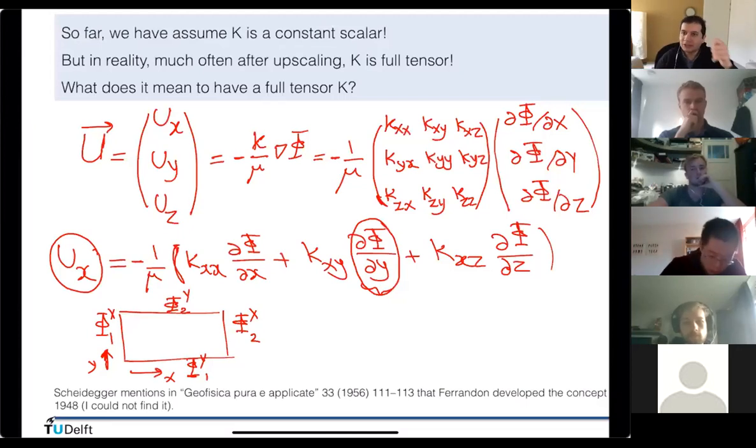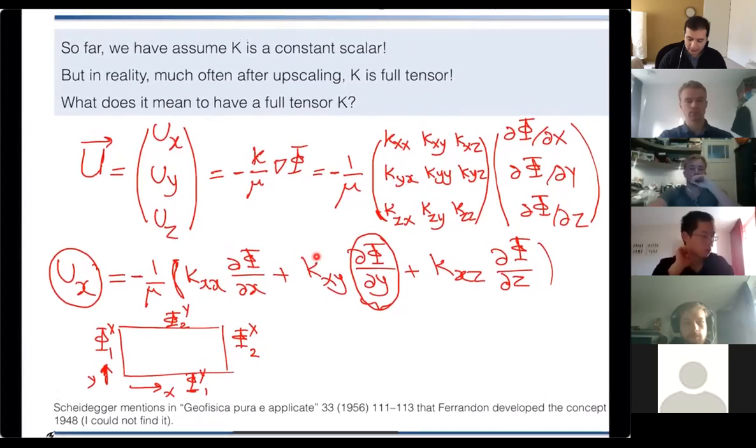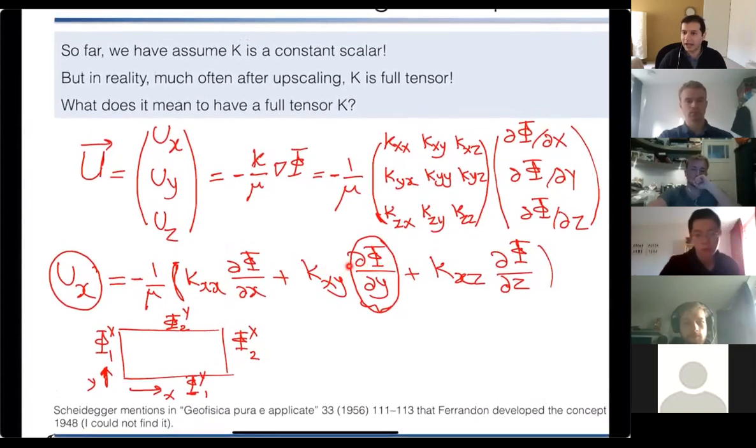But the main drive is what, Pelle? You said that we have d phi dy. When would d phi dy have no impact on the x velocity? When would it be the case? The multiplier should be zero. Exactly. When the multiplier is zero, then d phi dy wouldn't have any impact. If this kxy is not zero, then you are going to have impact of this. So when you have kxy non-zero, your y direction potential drop would impose some x direction velocity.